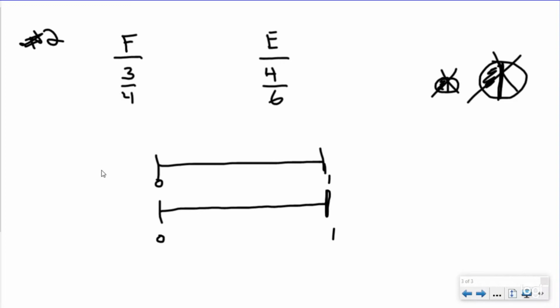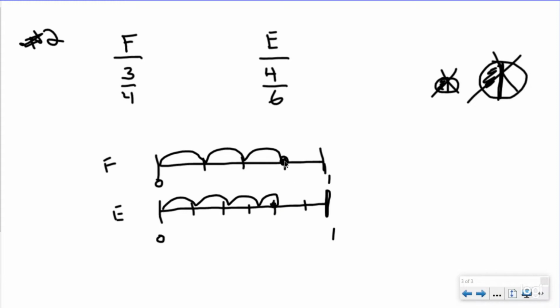We're going to label this. Here we're going to have Mr. Ferrari. Here we're going to have Ezzy. And again, we're going to split it into fourths. Okay, and we're going to count out 3 of them. 1, 2, 3. And then for Ezzy, we're going to split them into 6 as equally as possible. Okay, there we go. And we're going to count out 4. 1, 2, 3, 4. There we go.